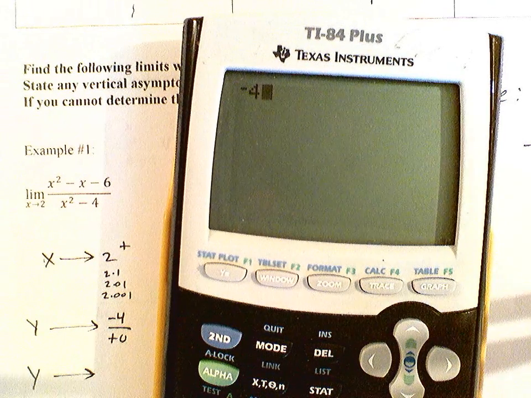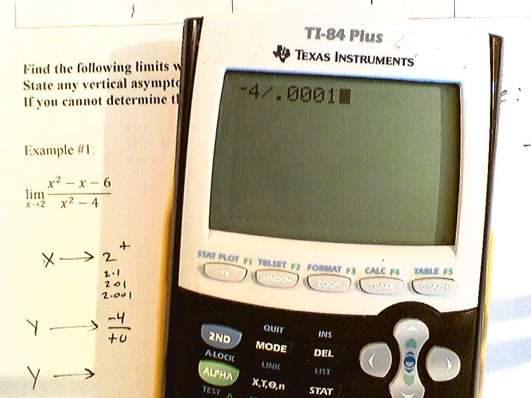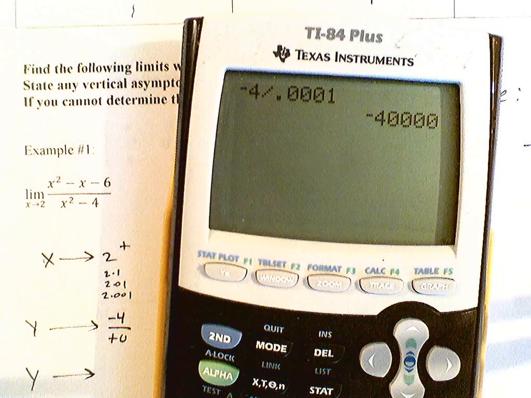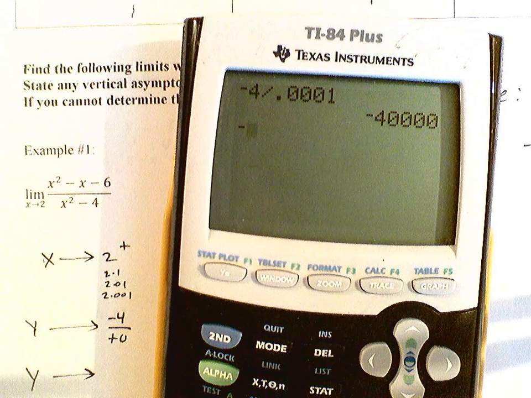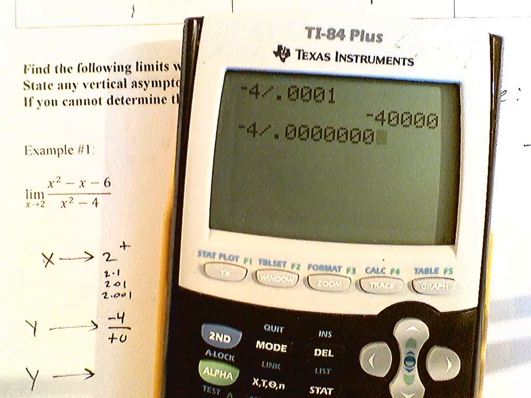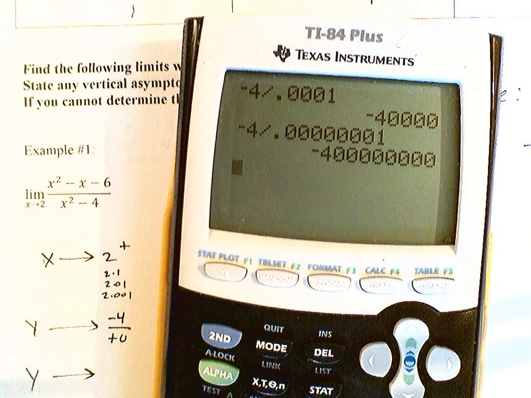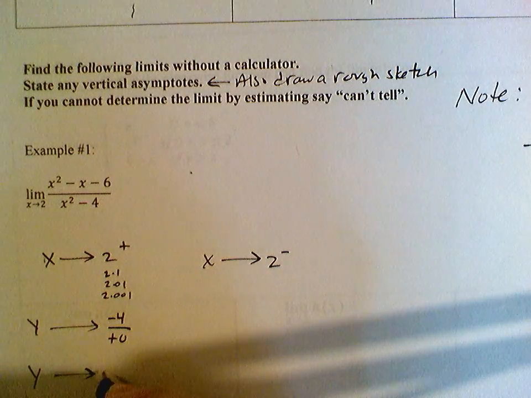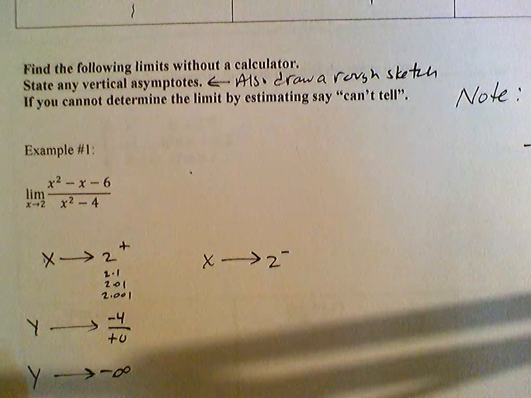Well, I'll go -4 divided by 0.0001. Okay, that's like what I mean when I say positive 0. That's a pretty big number. Now let me get even closer to 0. Negative 4 divided by 0.000000. It's hard to say 0 over and over. That's an even bigger negative number. So y is approaching negative infinity. Okay, I'm going to do the same thing from the left.